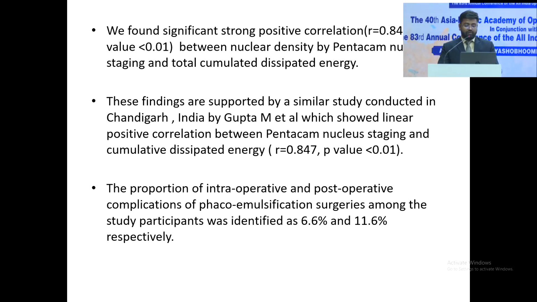The proportion of intraoperative and postoperative complications of phacoemulsification surgery among the respective participants was identified as 6.6% and 11.6% respectively.